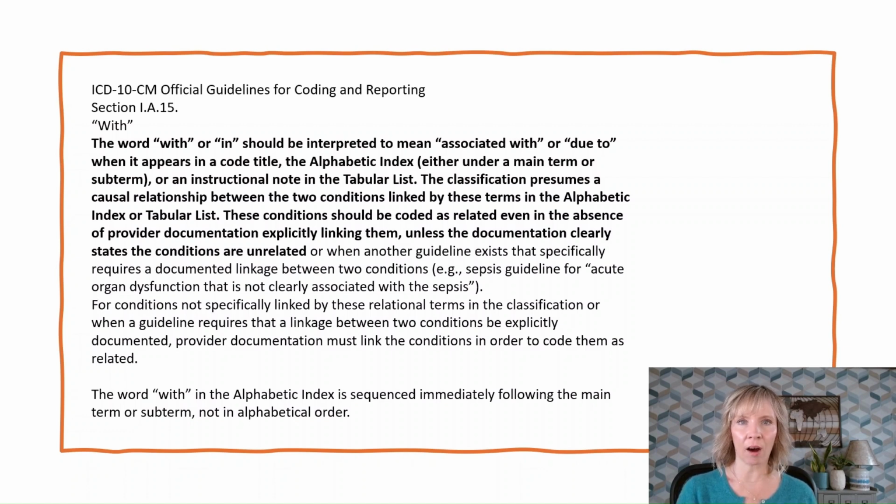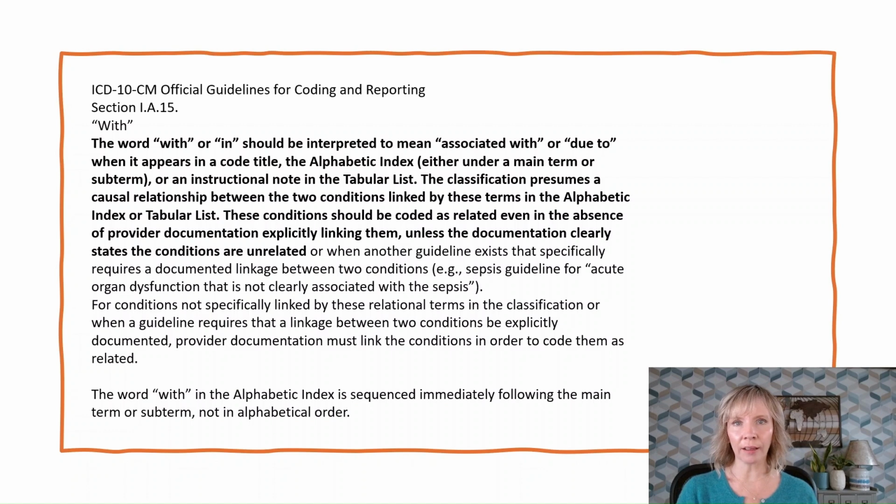ICD-10 presumes a causal relationship between two conditions that are linked by the terms with or in the alphabetic index. This means that when the classification connects a main term to the subterm using the word with or in, it is assumed that the conditions are related unless the physician states otherwise. For these conditions linked by the word with or in, you do not need the physician to explicitly state the relationship between the two conditions in their documentation for you to assign the corresponding codes.